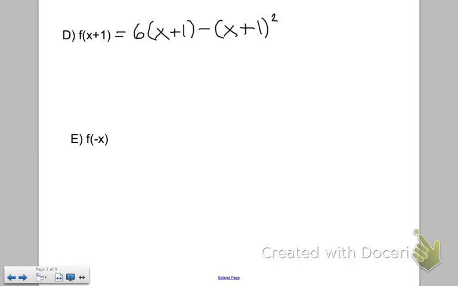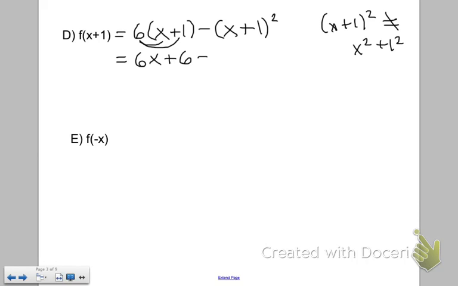Now, on 6 times the quantity of x plus 1, we're going to need to distribute. That's going to give us 6x plus 6. My subtraction will stay subtraction. And now you have to be super careful about what you do with this quantity x plus 1 squared. The quantity x plus 1 squared does not equal x squared plus 1 squared. So make sure you don't fall into that trap.